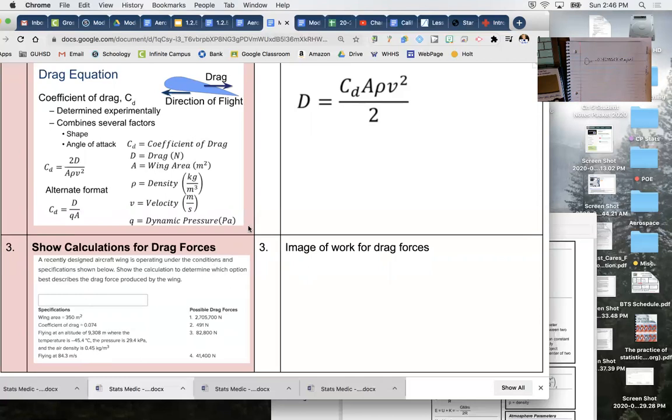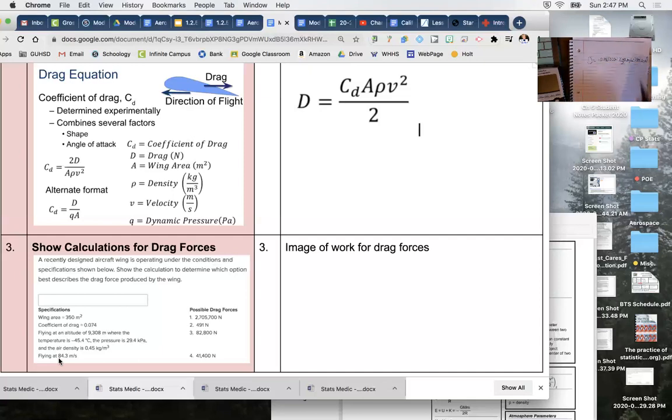And now the last one I have up here is my V. V is the velocity of the plane. So I'm going to look in here to see if there's any kind of velocity, and it says flying at 84.3 meters per second. And we're going to square that value. Okay, so now I take all of that and in my formula, I divide by 2.